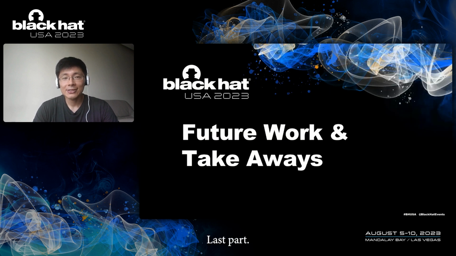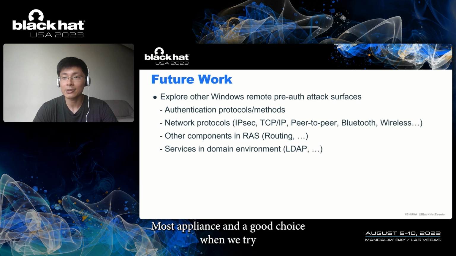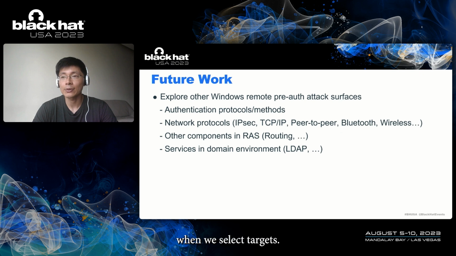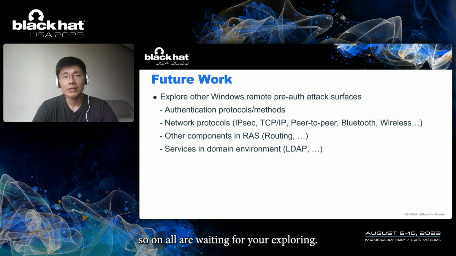Last part. For future work, we believe Windows pre-auth bugs are still very high cost performance and a good choice when we select targets. So we will continue to shave off the pre-auth attack surfaces in Windows, and there is pretty much stuff to look at: authentication protocols, network protocols, domain services, and so on. All are waiting for your exploring.